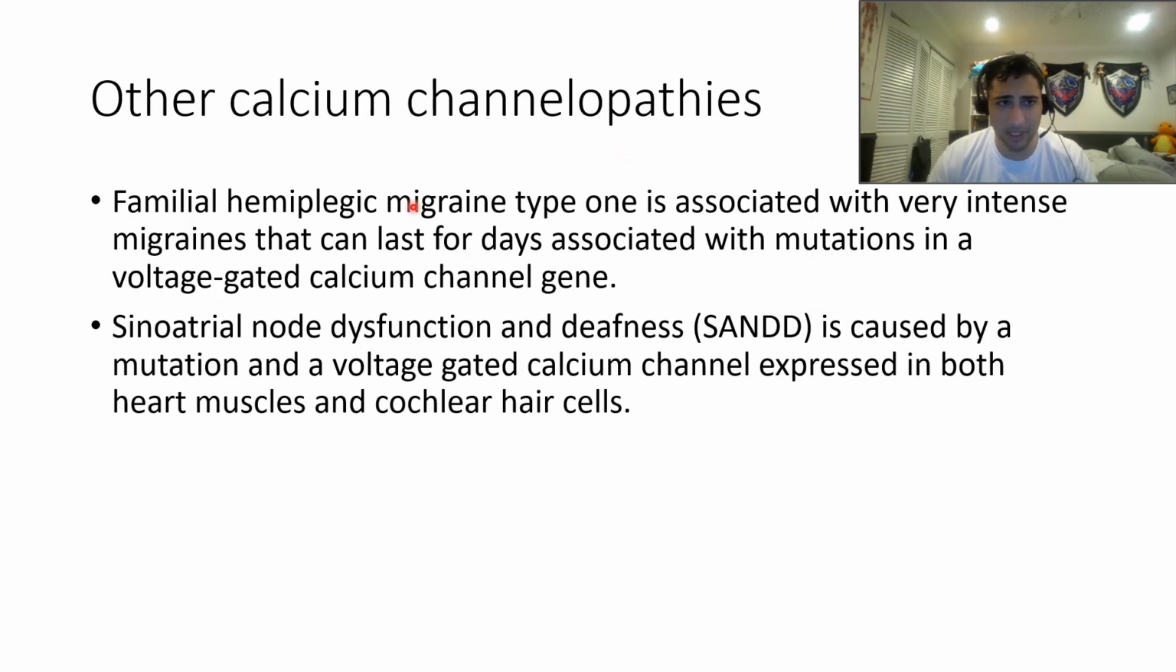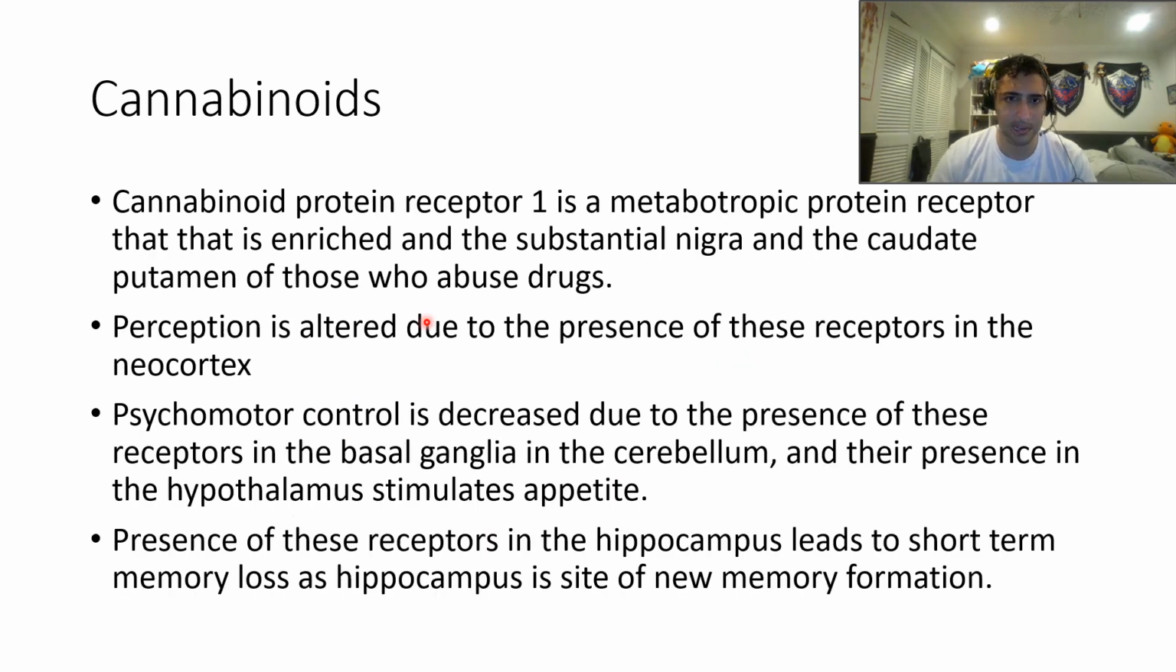Some of the other calcium channelopathies include familial hemiplegic migraine type 1, which is associated with very intense migraines that last for days, and that's associated with mutations in a voltage-gated calcium channel gene. And sinoatrial node dysfunction and deafness syndrome is caused by a mutation in a voltage-gated calcium channel expressed in both the heart muscles and the cochlear hair cells.